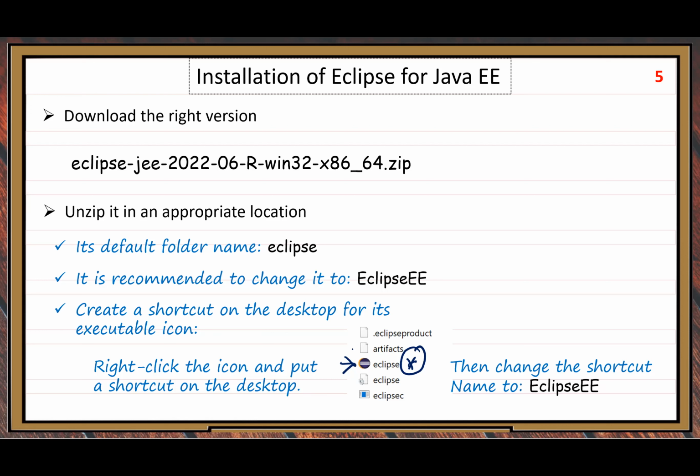On your desktop, you see a shortcut of something, right? You may like to change its name. Our recommended name is Eclipse EE. For me, I have several Eclipse versions, so I use 1, 2, 3.